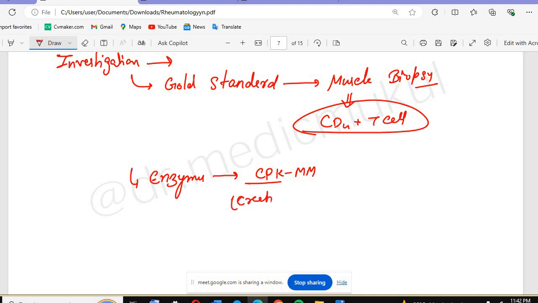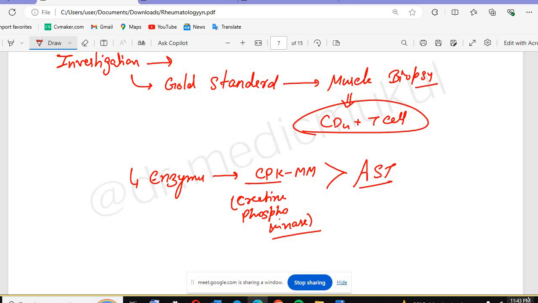Creatine phosphokinase. So this is the marker that you have to remember. And if this is not given, then they will give in the question AST. Most probably they will give the CPK because this is the enzyme marker that would be raised in case of the dermatomyositis. Okay.